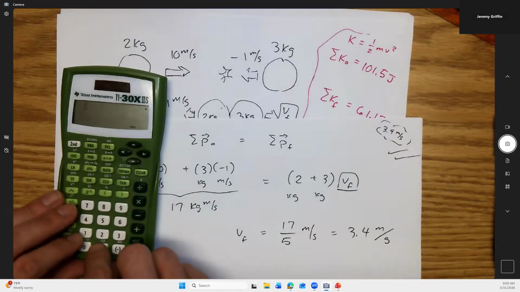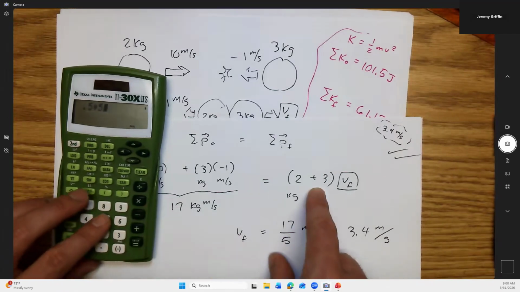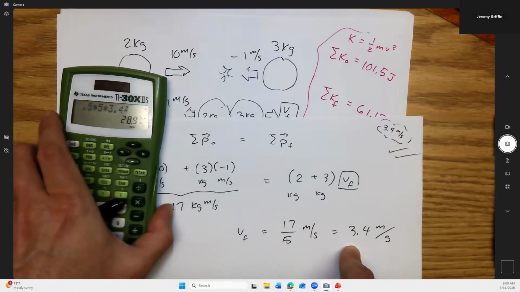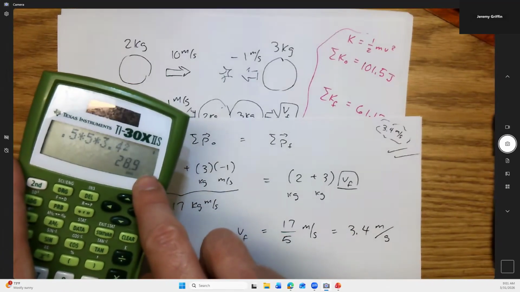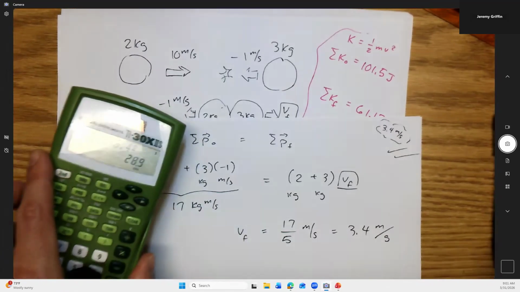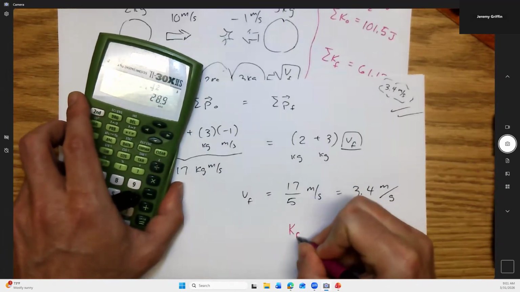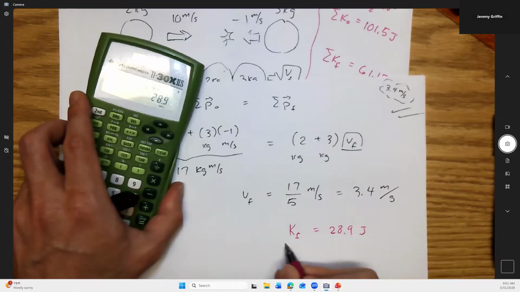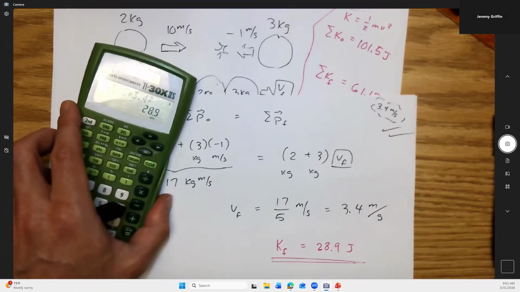Let's do 1/2. We have a combined mass of 5 kilograms going at 3.4 meters per second, and I square that. Now we're down to 28.9 joules of kinetic energy. So K final, 28.9 joules. I think that's as small as you can get on the kinetic energy. So they stick together.